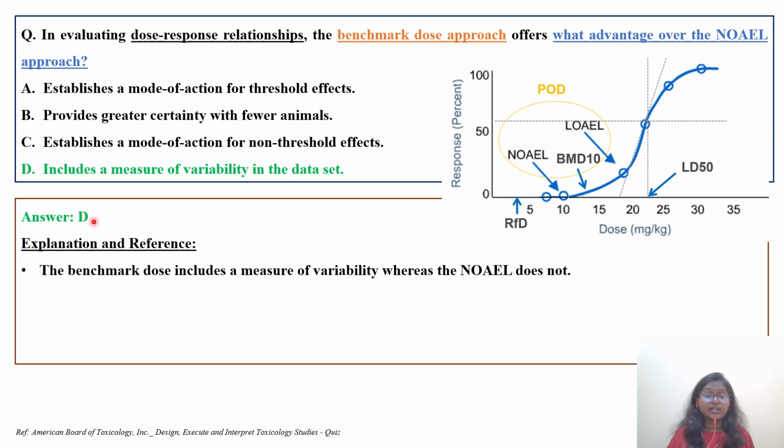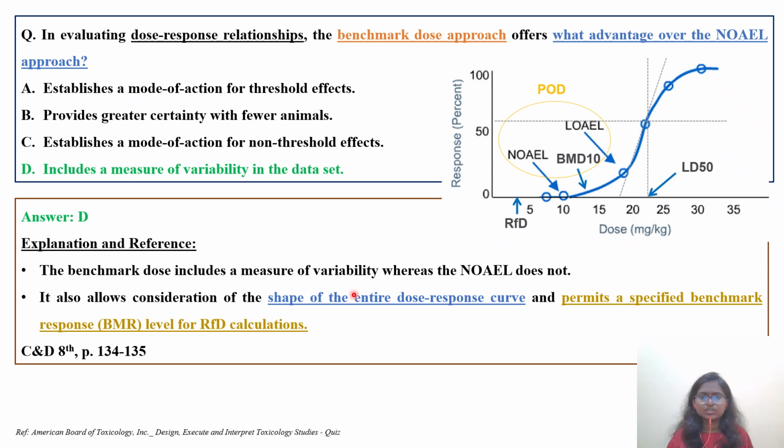So the right answer is option D. As I said, it includes a measure of variability in the data set. Benchmark dose includes a measure of variability where the NOAEL does not. The NOAEL approach will not consider a measure of variability, whereas the BMD approach will. That is the key point you have to remember. Take-home message: it also allows consideration of the shape of the entire dose response curve.